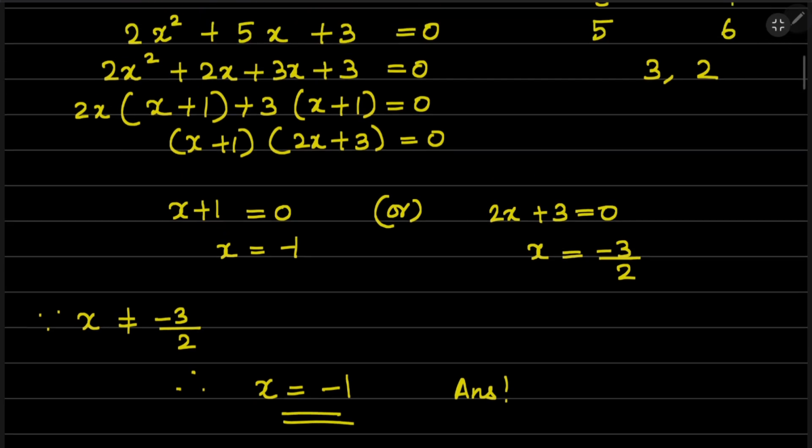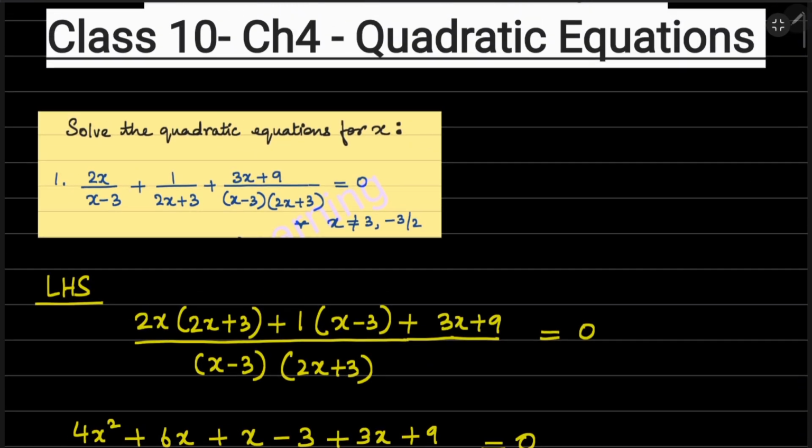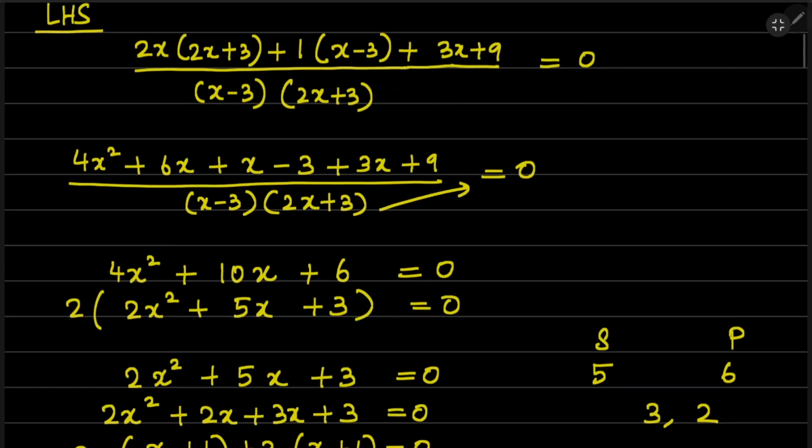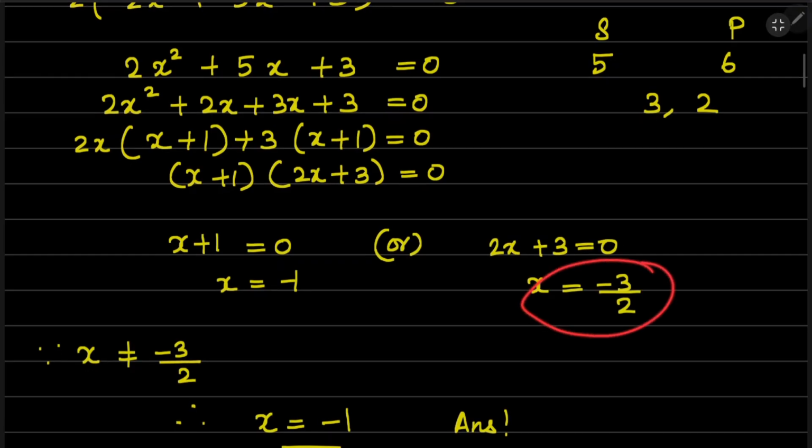I hope you have understood. You should always consider what is given, right? The given condition along with the question is also something which you have to consider after you have found out the value of x. Since x is not equal to 3 and minus 3 by 2, and one of the values that you got was minus 3 by 2, we should not be considering it. We have to consider the other value, which is x equal to minus 1.